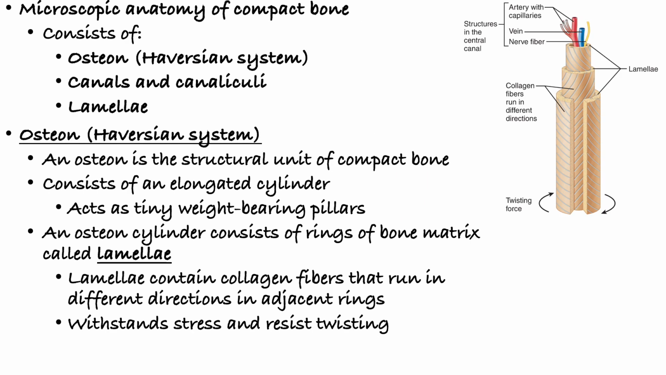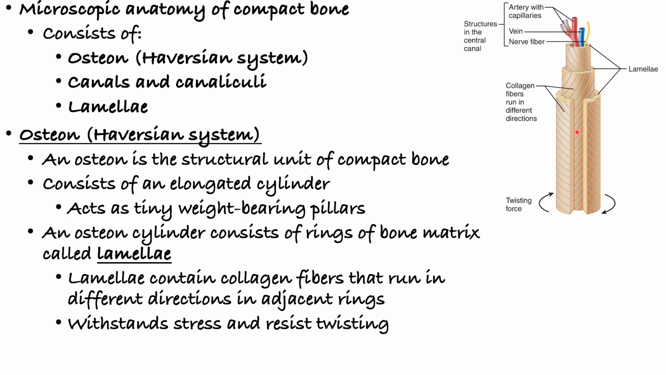So we're looking now at the microscopic anatomy of compact bone. We're done with the gross anatomy. This consists of osteons, also called the Haversian system. We can see in this diagram here that an osteon is the structural unit of compact bone. It looks like an elongated cylinder, and this acts as tiny weight-bearing pillars.